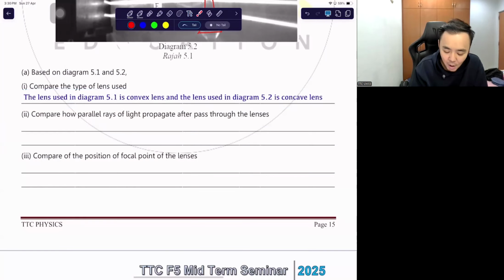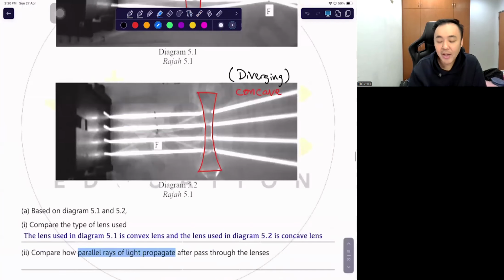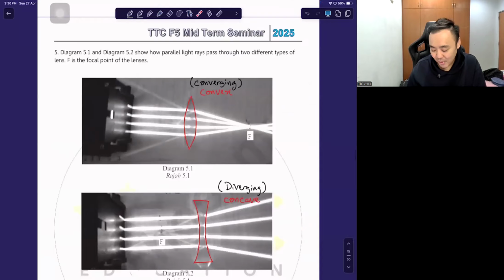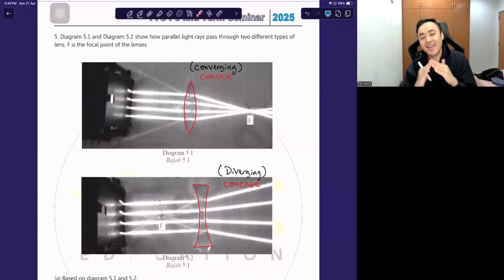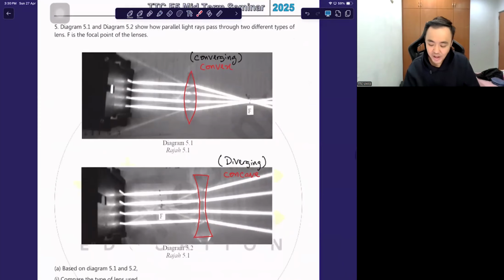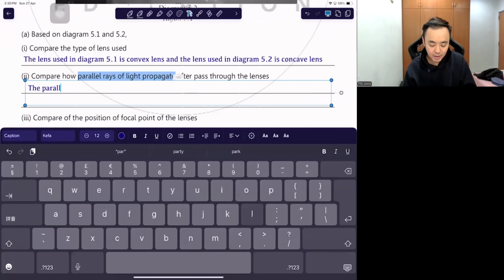Next one, compare how the parallel light ray propagates after passing through. This one also cannot compare, right? Then what do you say? Come, you try. This one and this one. How do you cannot compare? Then what do we say? You say the light ray is doing this and this. So in 5.1, what happened to the light ray? The parallel rays of light converged after passing through the lens in diagram 5.1.